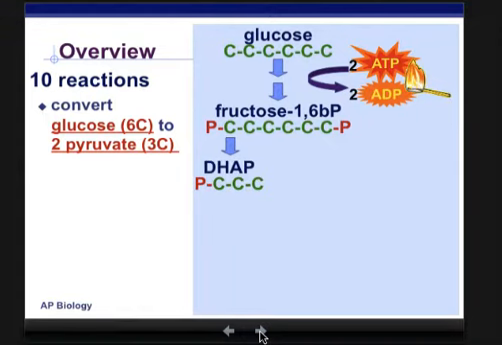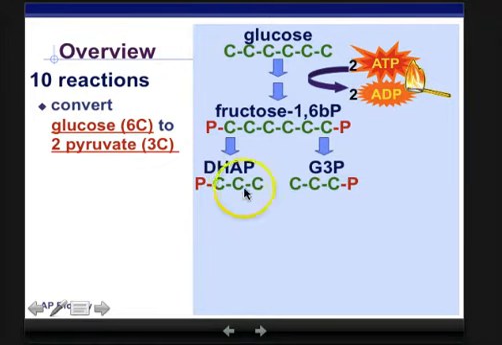Okay, into dihydroacetone phosphate and glyceraldehyde 3-phosphate. Right, so these each have 3 carbons and they've got phosphate attached to them.